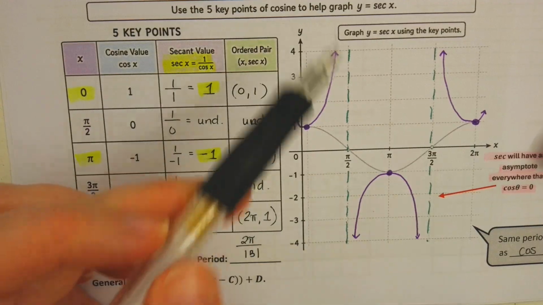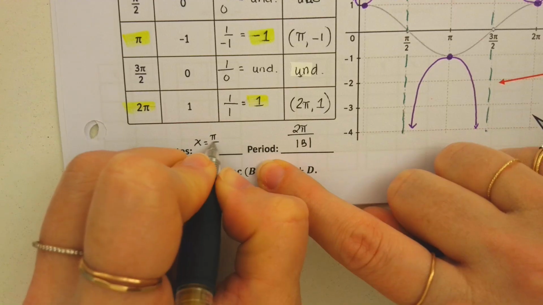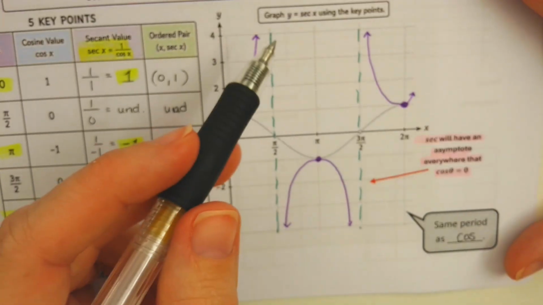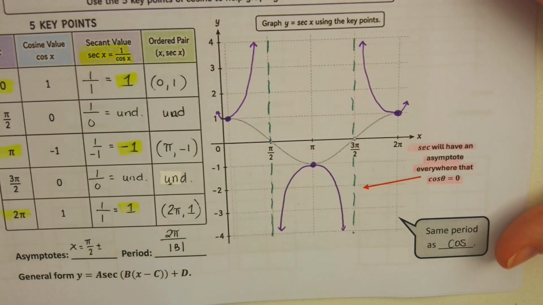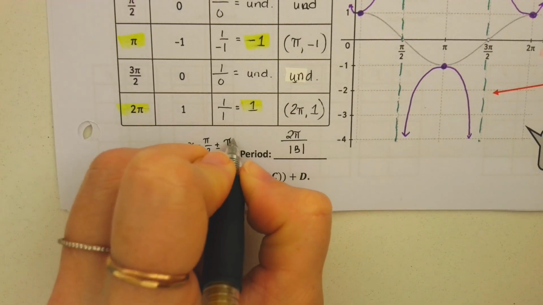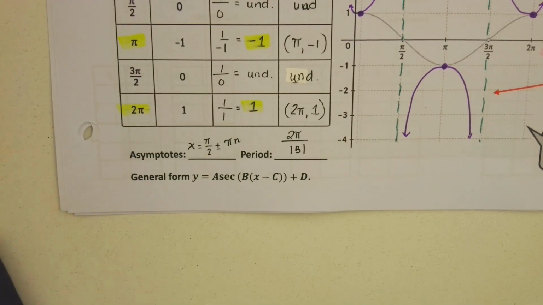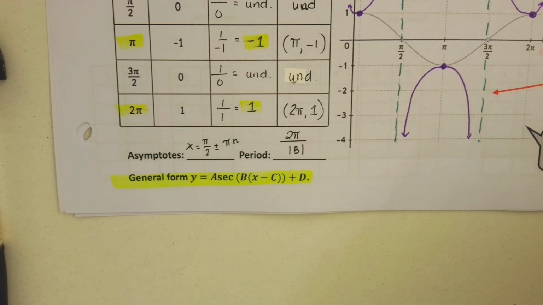For the asymptotes on this one, we do have to list out the first one because the first one's not at 0. So we would say x equals, the first one is pi over 2, plus or minus, and then how far apart are they? What is this distance? Pi, they're pi apart. So we would say plus or minus pi, basically saying they're starting at pi over 2 and then every pi after that. And then on the bottom, we have just our general form, same general form as cosecant, same general form as all of the trig functions.